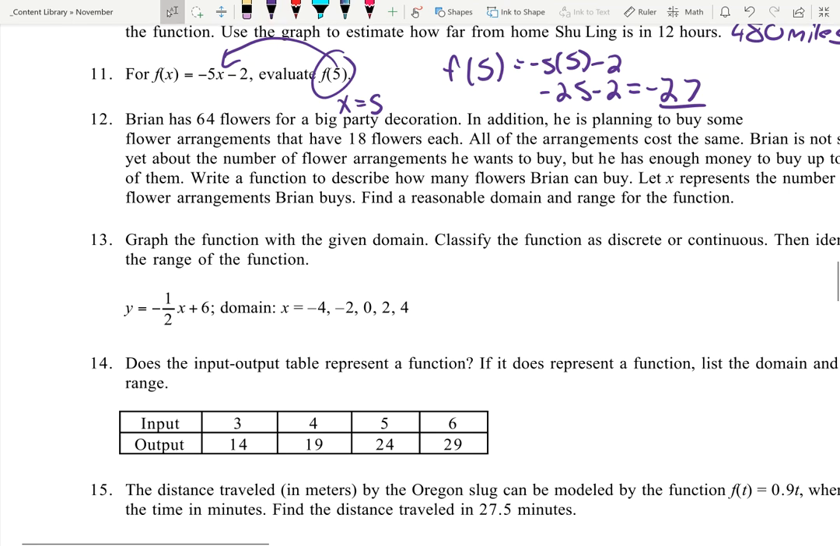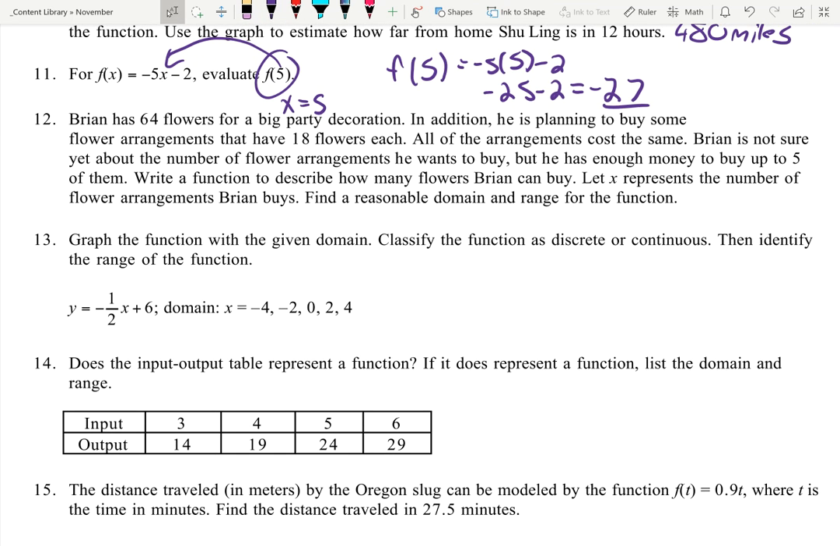All right. Brian has 64 flowers for a big party decoration. In addition, he is planning to buy some flower arrangements that have 18 flowers each. All of the arrangements cost the same. Brian is not sure yet about the number of flower arrangements he wants to buy, but he has enough money to buy up to 5 of them. Write a function to describe how many flowers Brian can buy. Let x represent the number of flower arrangements Brian buys, and find a reasonable domain and range for the function.